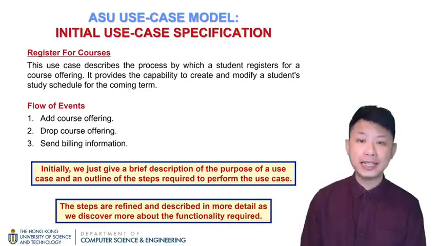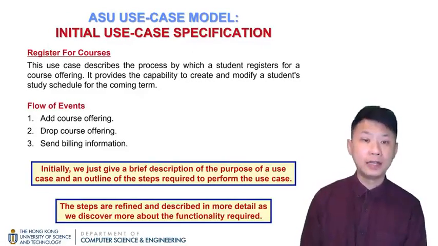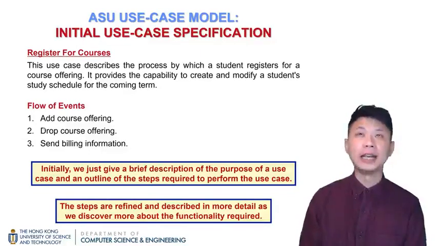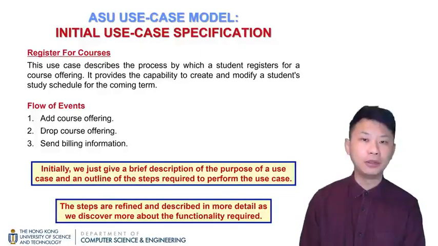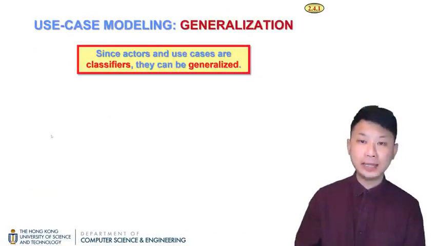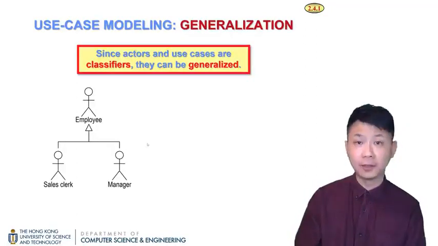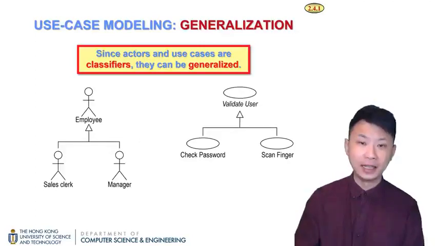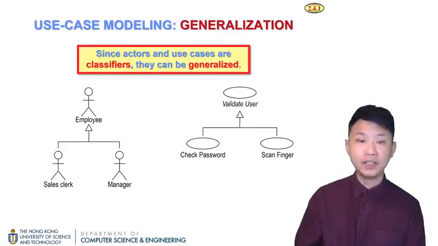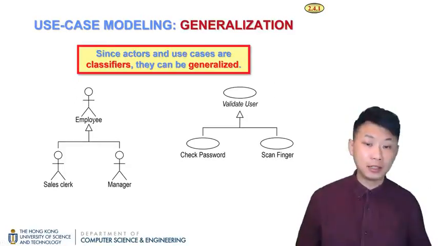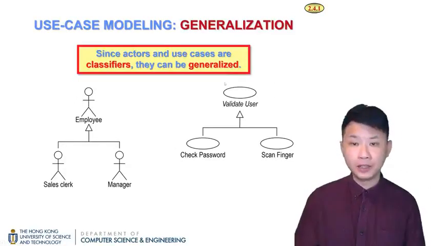And then for each use case that you came up with, you have to come up with a use case specification. And we will talk in more detail about how to write use case specifications in the next lecture. And notice that in use case modeling, you can also use generalization. You can perform generalization on actors or on use cases. For example, we generalize employee into 2 types of employees, right? Sales clerk or manager. Or we can also generalize, for example, the use case validate user into 2 types. Okay, one is checking password, another is scanning fingerprint.